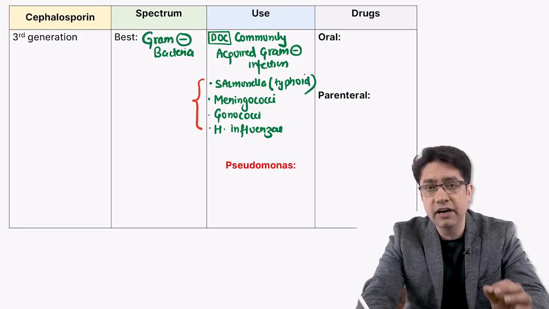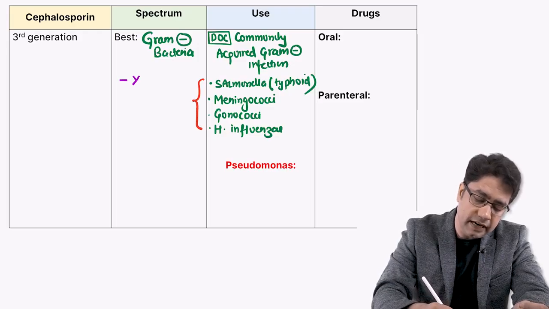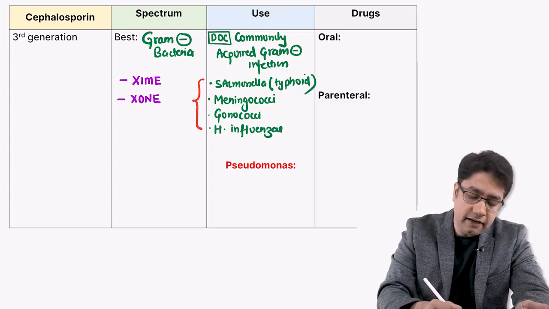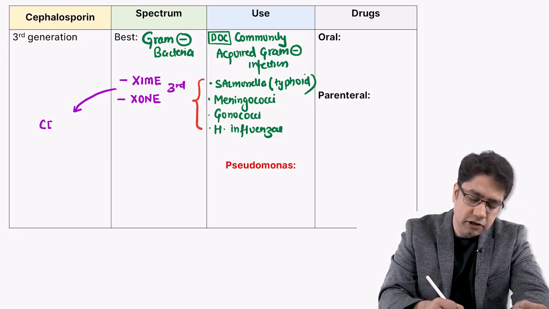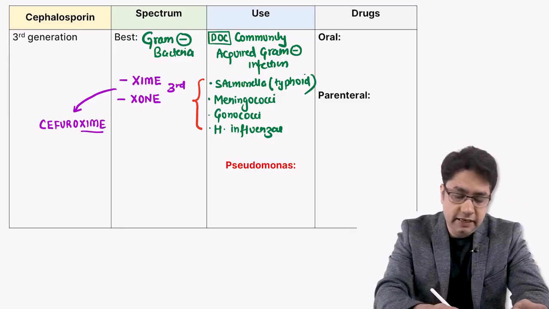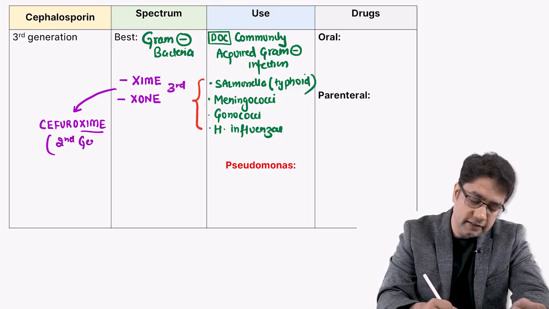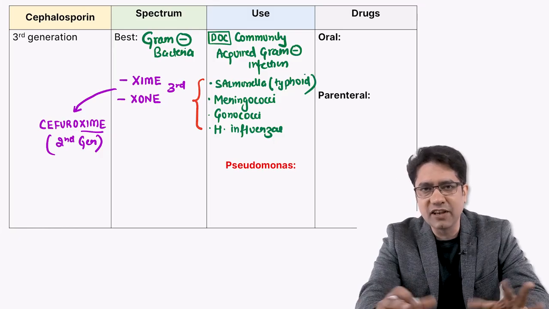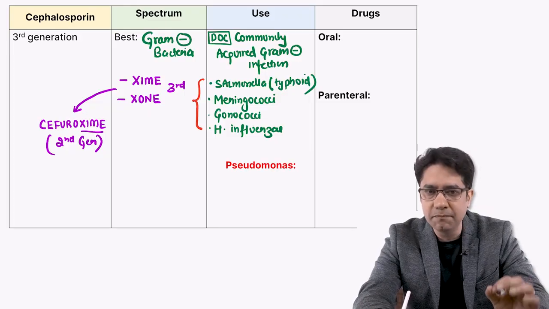So how to identify their names? Very easy. For third generation cephalosporins, remember a word: either they will end with the word zime or zone. But again, there is an exception. Any drug ending with zime and zone will be a third generation cephalosporin. Another exception which we have already discussed is cefuroxime. Cefuroxime is ending with the word xime. It is not a third generation, it is rather a second generation cephalosporin. So can we say that all exceptions are in second generation? This is a point that must be remembered.